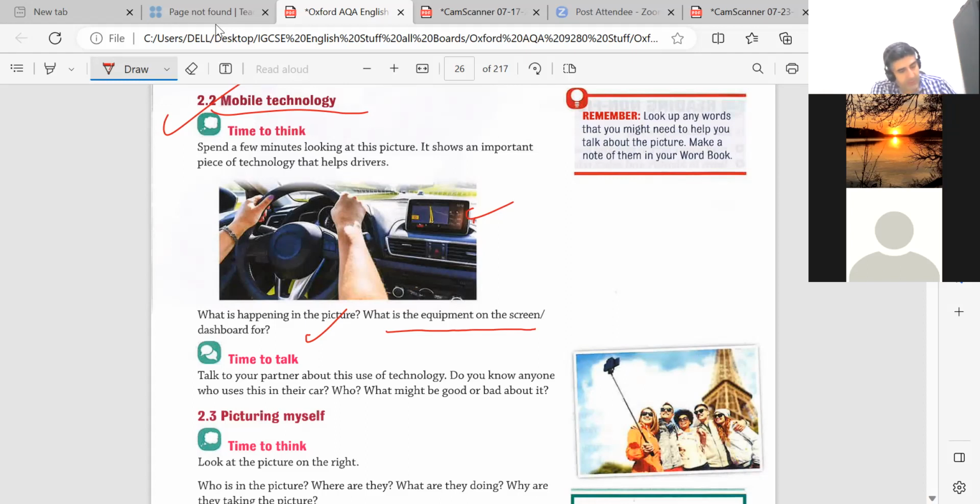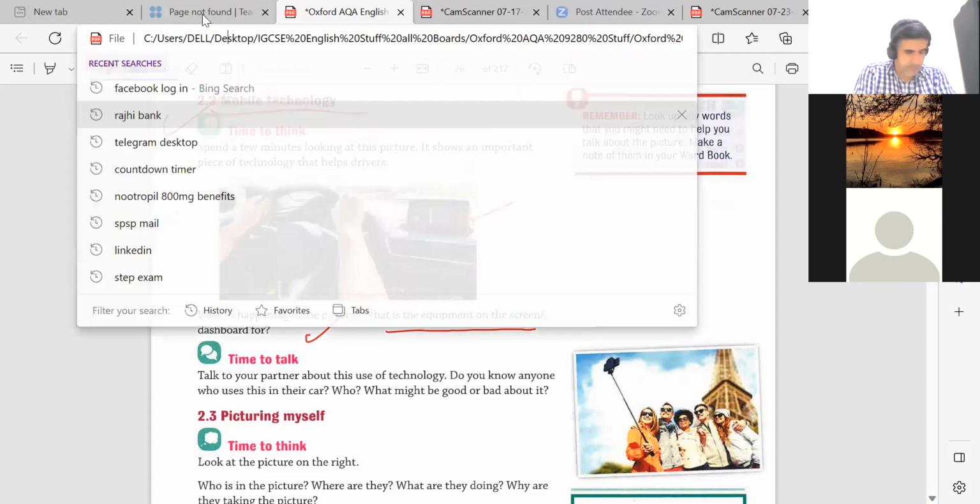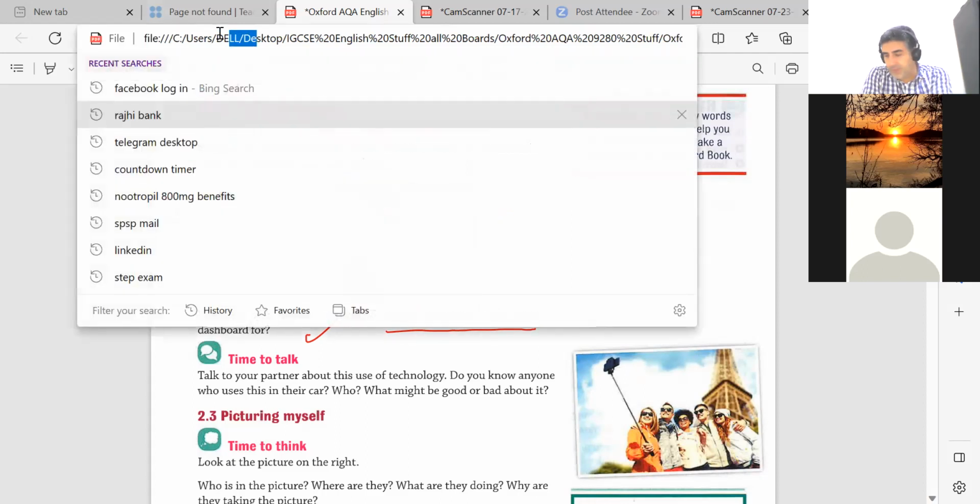What can you see? Is it good or bad? And have you ever used it? Yes, okay. Akram, you can start.